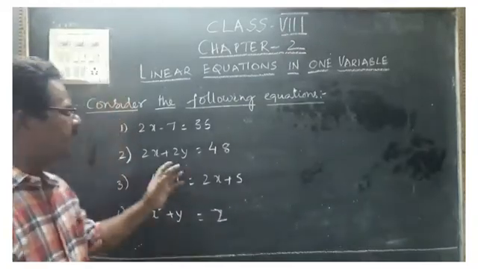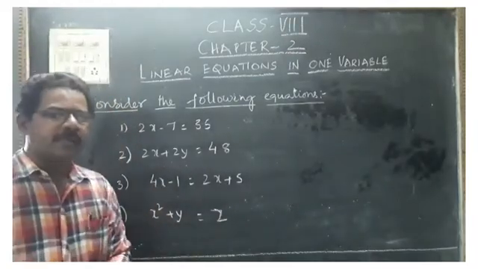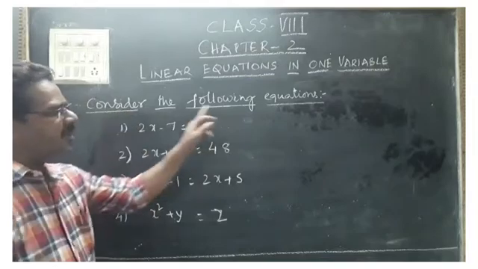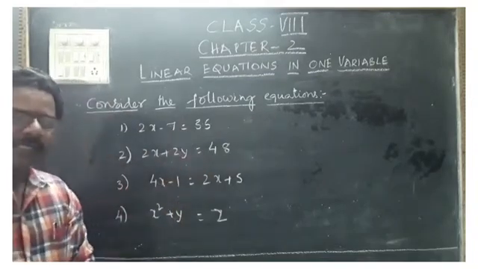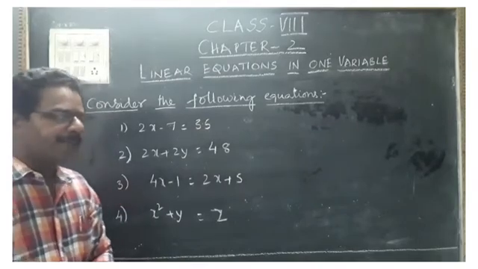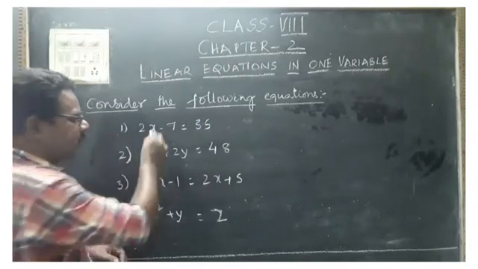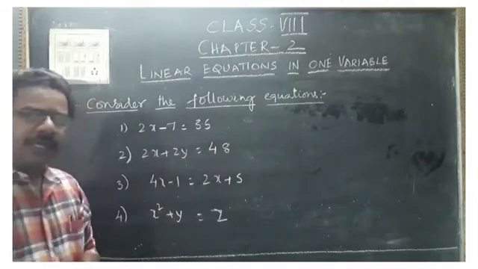Yes, children, please look at the board. Here I have taken some equations. Consider the following equations. Here I have taken 4 equations. We shall discuss these equations. Okay, first one, 2x minus 7 is equal to 35.